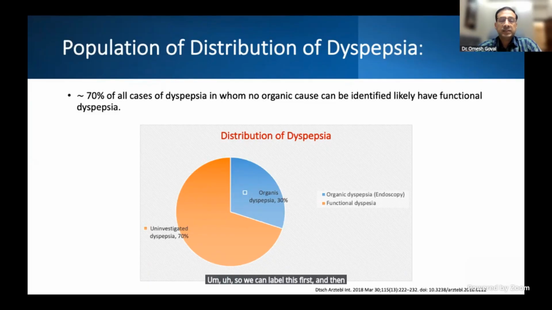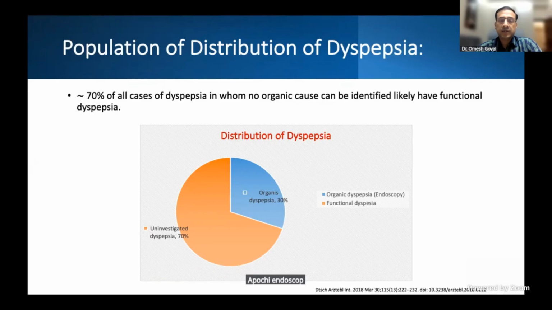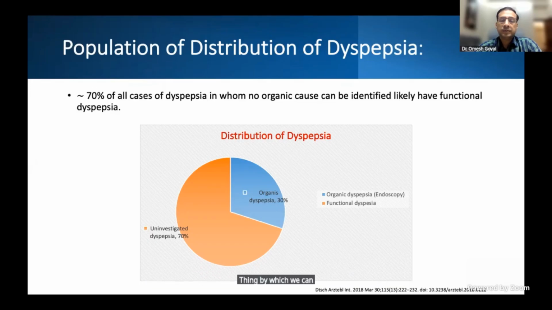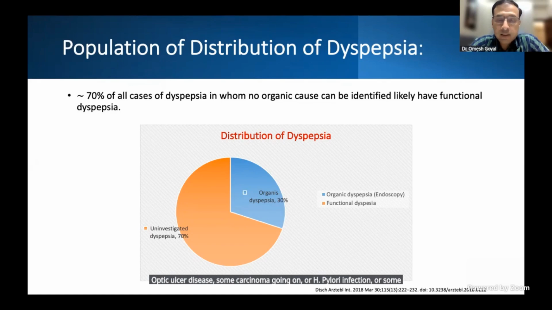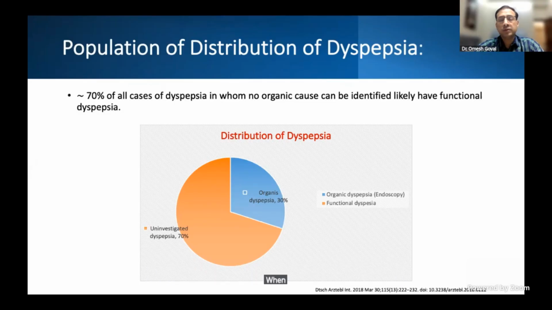Then after evaluation, which includes some basic blood tests and upper GI endoscopy, which may not be required in all cases, the endoscopy is the only thing by which we can confirmatively rule out organic causes like peptic ulcer disease, carcinoma, H. pylori infection, erosions or ulcers, or gastric outlet obstruction. When all these causes of dyspeptic symptoms are ruled out on upper GI endoscopy, then we label the patient as functional dyspepsia.